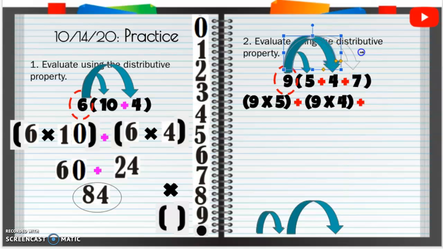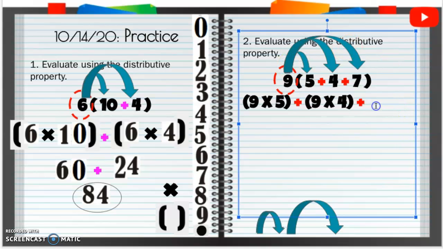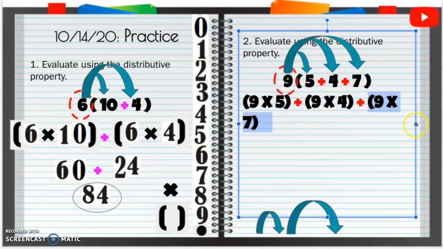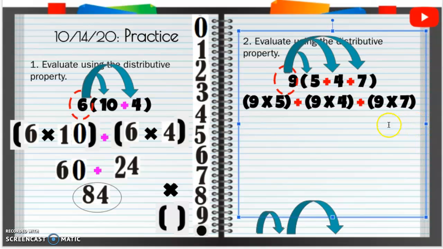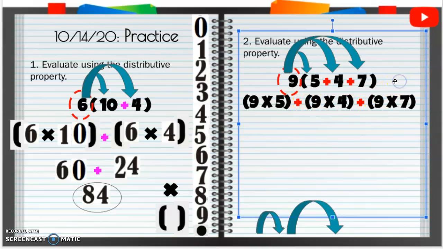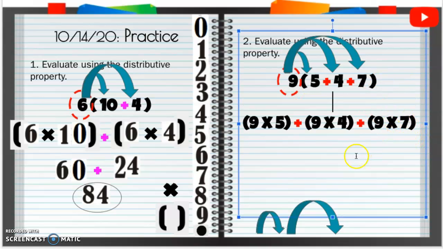So I'm going to move this over to the 7. Now we have 9 times 7. Make that in black still. All right, perfect. I'm going to make this a little bit bigger and move this over a little bit. Now we have 9 times 5 plus 9 times 4 plus 9 times 7. So let's simplify.